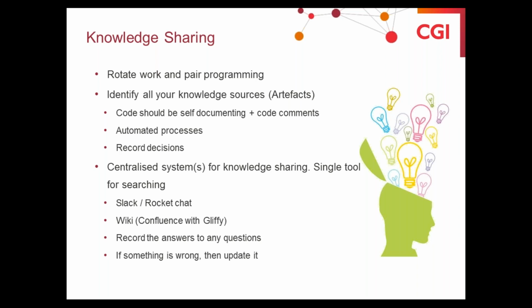Wikis and Confluence with Gliffy, again, is something I've personally seen, really good and really well used. Make sure you record the answers to any questions, and if you've got a wiki, something's wrong, then update it, maintain your wiki, and also prune it, and have a new joiner pack. So when someone joins a team or an organization, they know what to do and they can get up to speed.